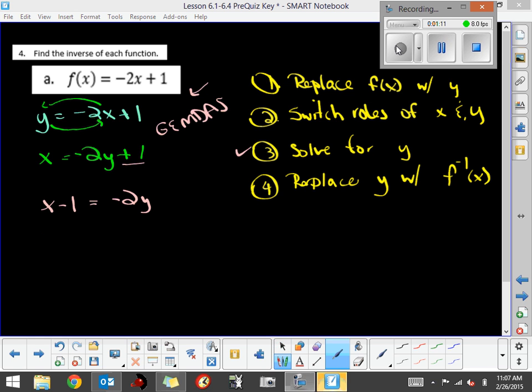So if we divide by negative 2, one way to represent that would be x minus 1 divided by negative 2 equals y. And that represents your inverse function. So now I'm taking care of step number 4. You flip your y back into your inverse.